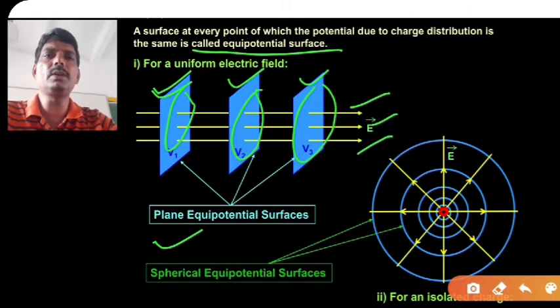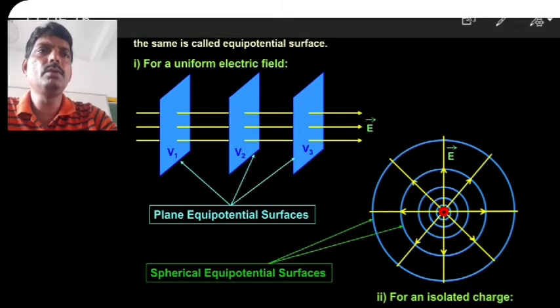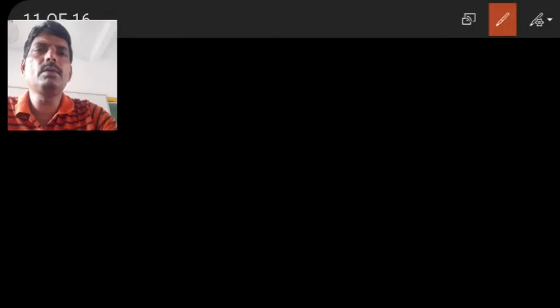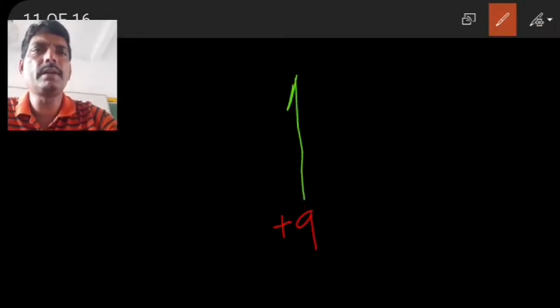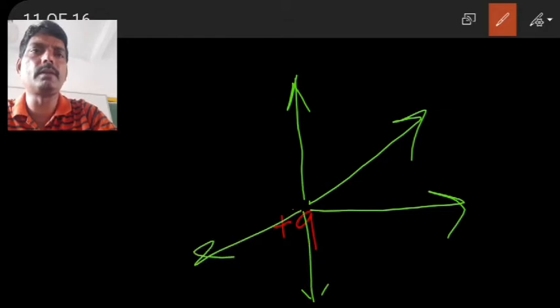Now, spherical equipotential surface. How do you get the spherical equipotential surface? For an isolated charge. Now see here, for the equipotential surface, suppose you take a positive charge, then the electric field lines of an isolated charge are radially outward, like this.